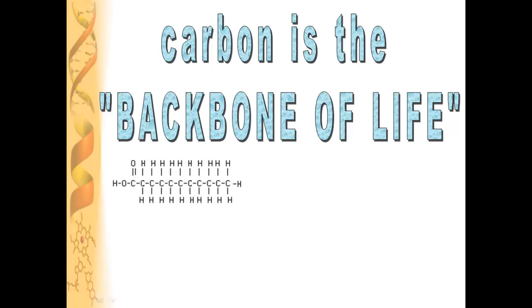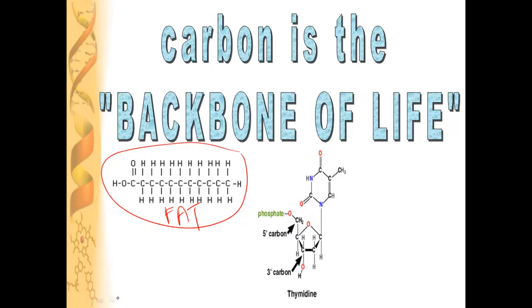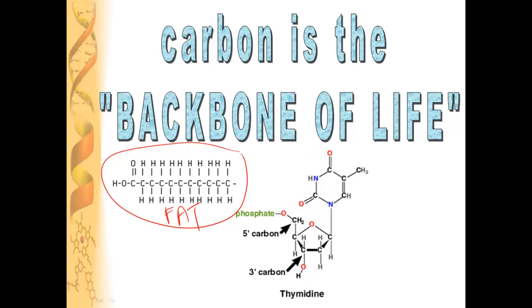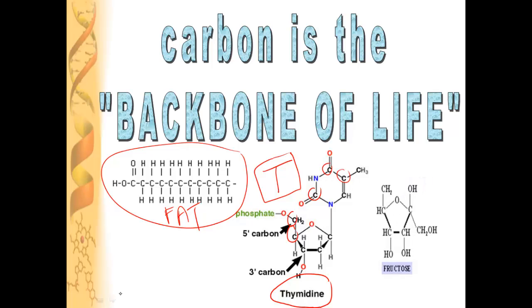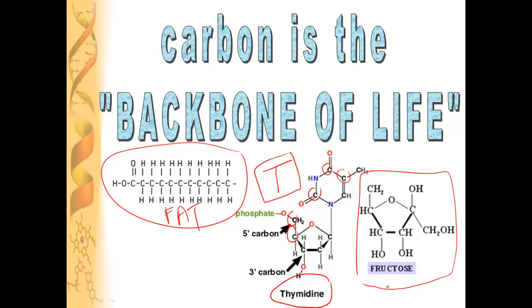You find carbon in molecules like this. This is a fat molecule. You find carbon in molecules like this. This is thymidine, or the T from DNA: A, C, T, and G. Thymidine, you see all the carbons: carbon, carbon, carbon, carbon, carbon. This is fructose. It's a type of sugar, or carb.